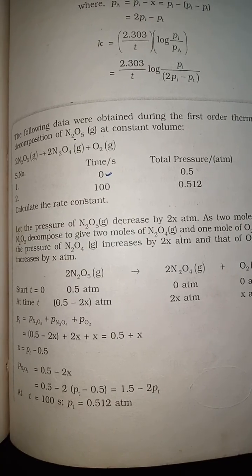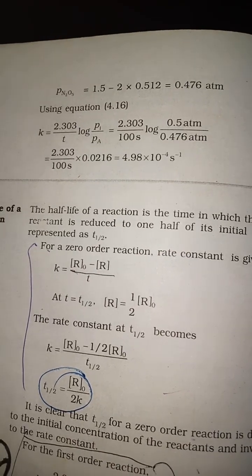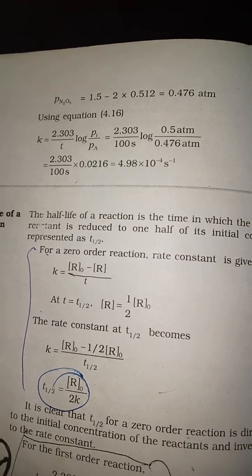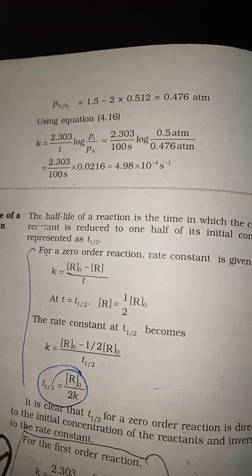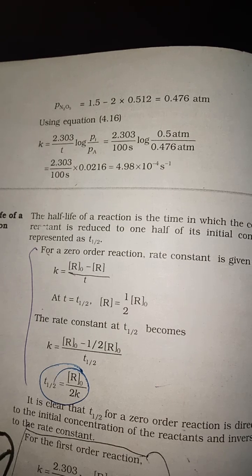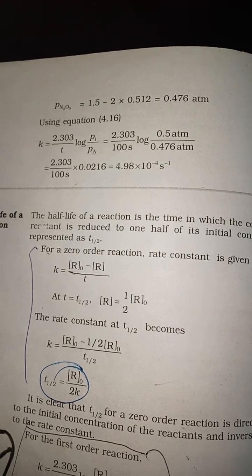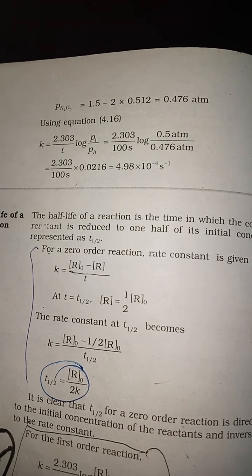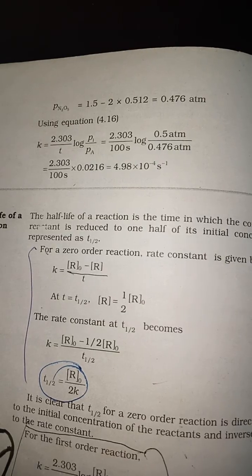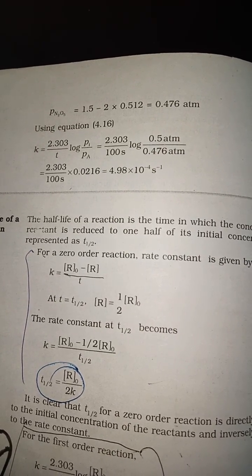At t = 100 seconds, Pt = 0.512 atm. P(N2O5) = 1.5 − 2 × 0.512 = 0.476 atm. Using equation 4.16, k = (2.303/t) log(Pi/P) = (2.303/100 s) log(0.5 atm/0.476 atm) = (2.303/100 s) × 0.0216 = 4.98 × 10^−4 s^−1.